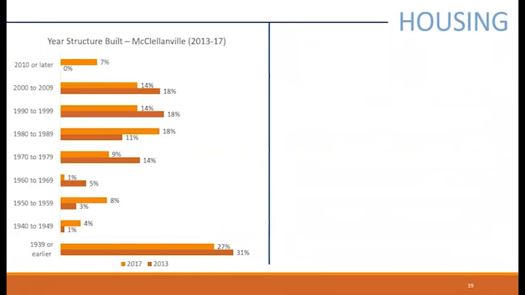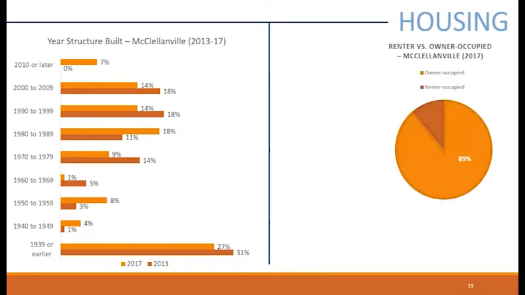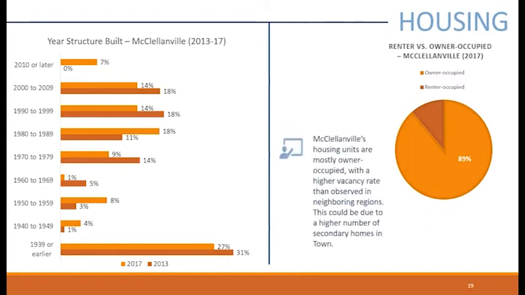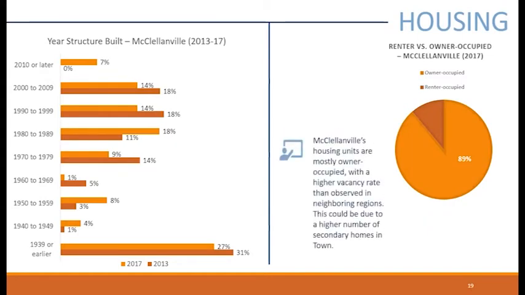This chart reflects the year structures were built as a proportion of the town's total housing inventory in 2013 and 2017. Over that time period, there's been a decrease in homes built from 1970 to 1979 and from the 1990 to 2000 brackets. There was, however, a notable uptick of units in the 80s in that same time period. The majority of housing units in the town are owner occupied at nearly 90%, which is quite high. The town also has a higher vacancy rate in units compared to other regions, which may be just due to the high number of secondary homes in town.